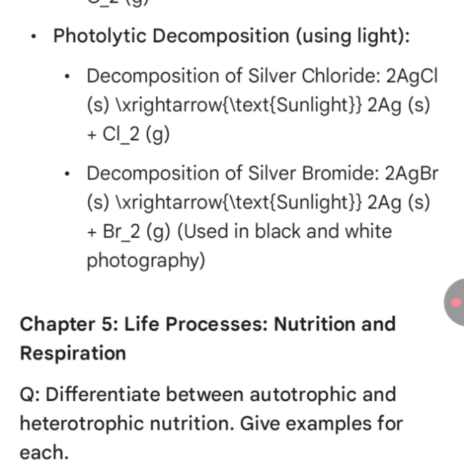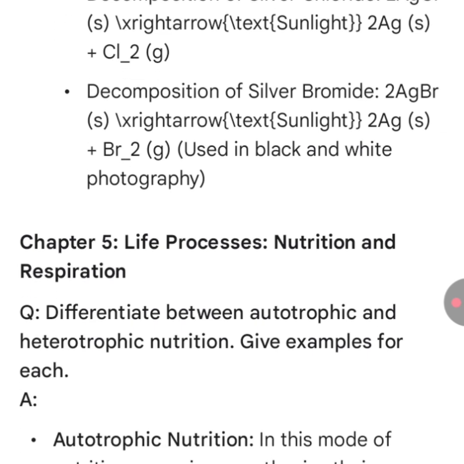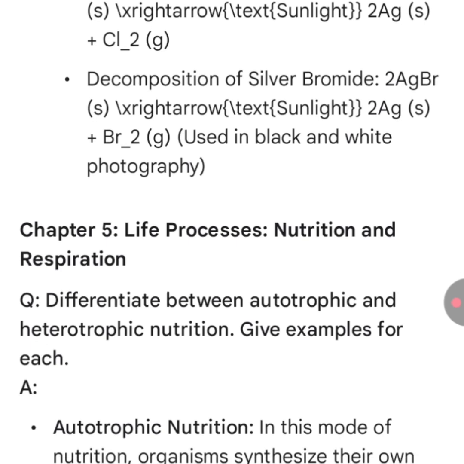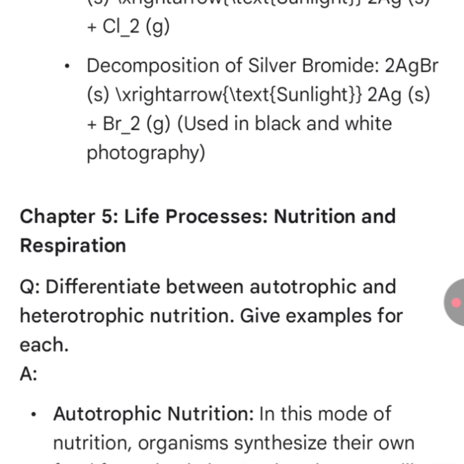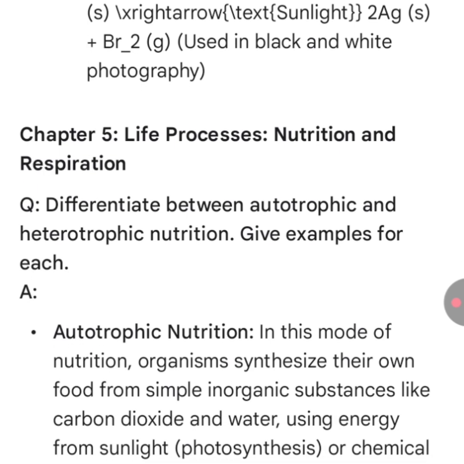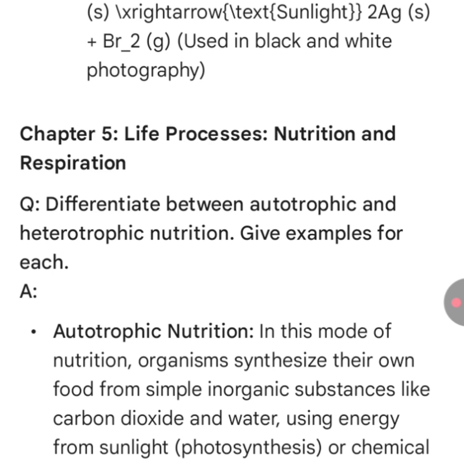Photolytic decomposition using light. Decomposition of silver chloride, 2AgCl → 2Ag(s) + Cl2(g) in sunlight. Decomposition of silver bromide, 2AgBr → 2Ag(s) + Br2(g) in sunlight. Used in black and white photography.